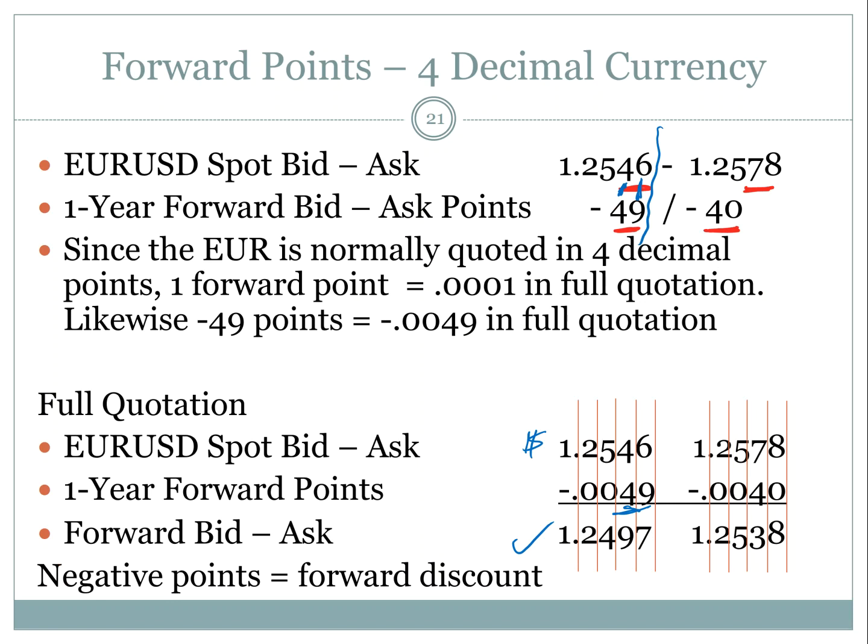All right, so that's a single currency. Basically, just right justify the pips, and then fill in with the leading zeros. Does that make sense? You okay?